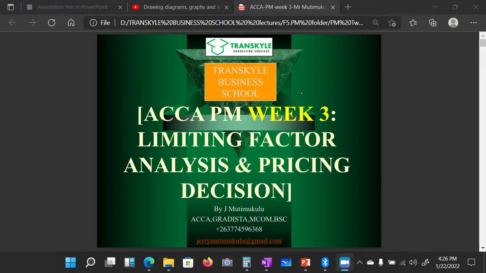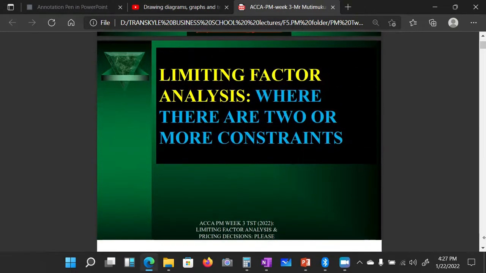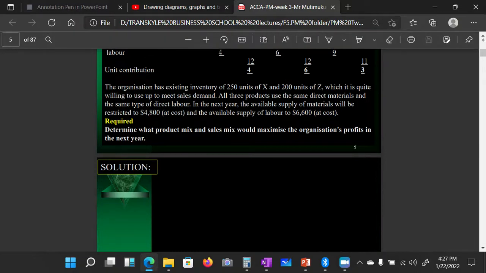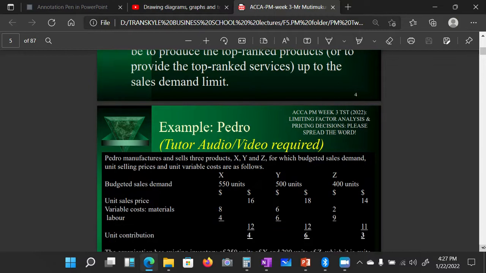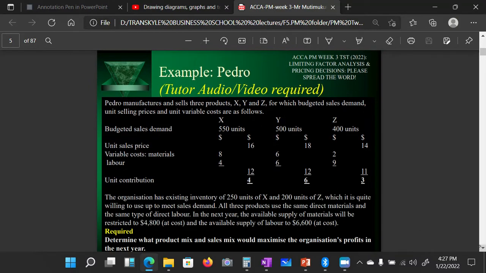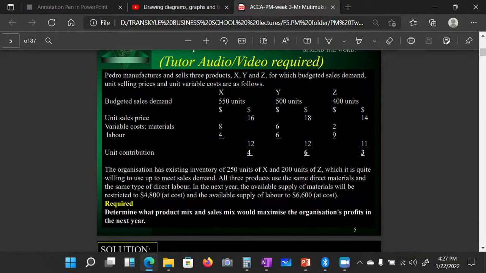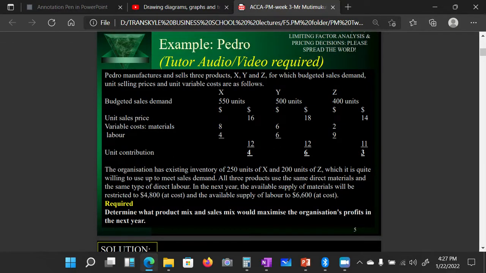All right. Without wasting your time, let us go straight to example Pedro. There is an example there, example Pedro, and we have highlighted that you need the tutor's explanation for you to understand what the example is all about, so that you know how to tackle these questions within the shortest possible time.